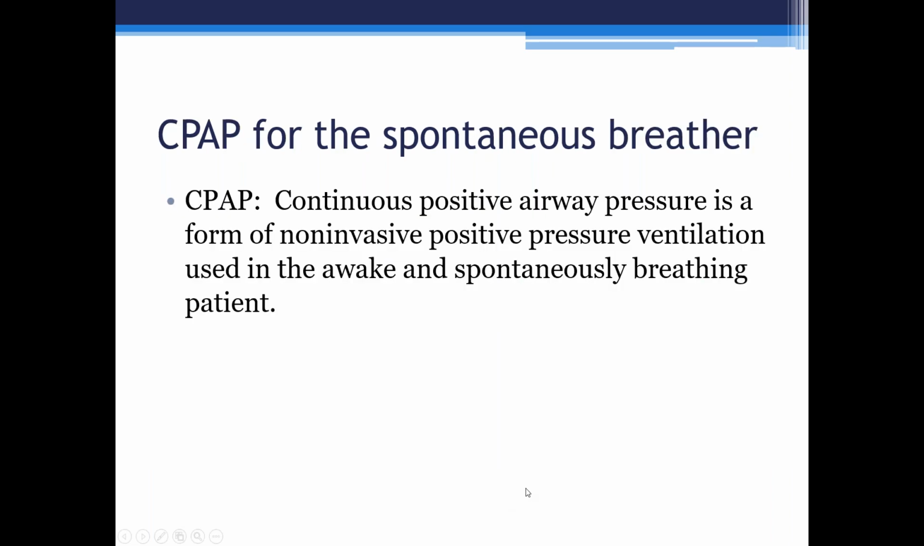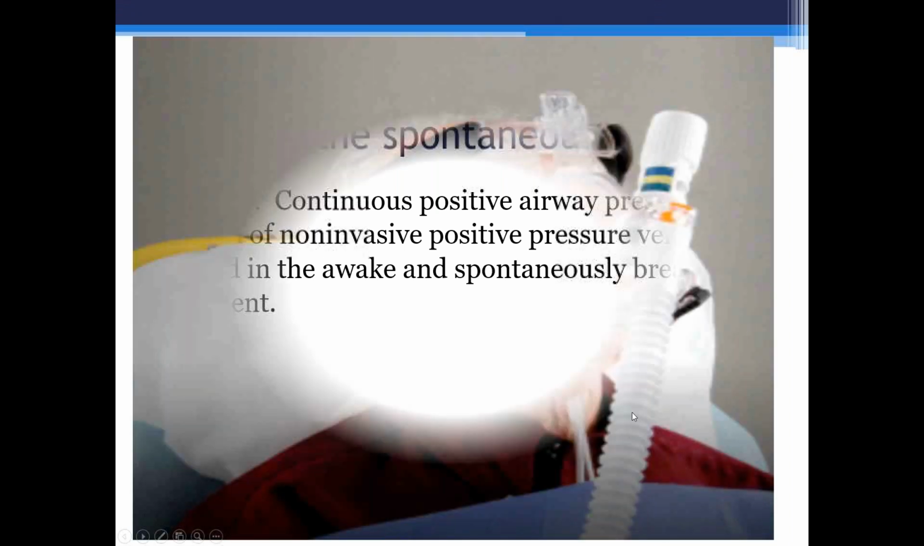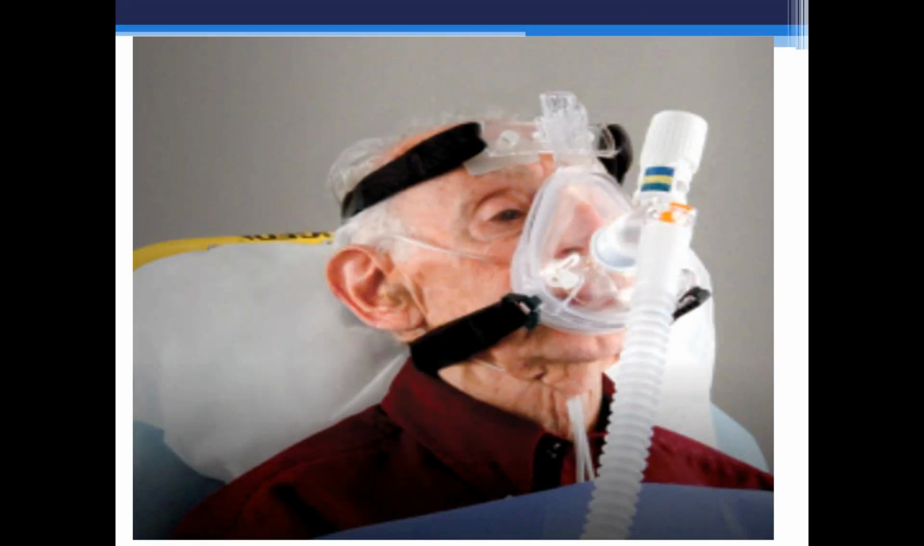So other tools that we can use, CPAP, and this is going to be used for the spontaneous breather who is alert and oriented and can follow commands. So this is continuous positive airway pressure, and it is a form of non-invasive ventilation used in the awake and spontaneously breathing patient. So this is what it looks like. It's going to create an airtight seal between the mask and the patient's face. And basically what it's doing is it's giving an extra oomph in order to get more air into the lungs when that patient does spontaneously breathe.